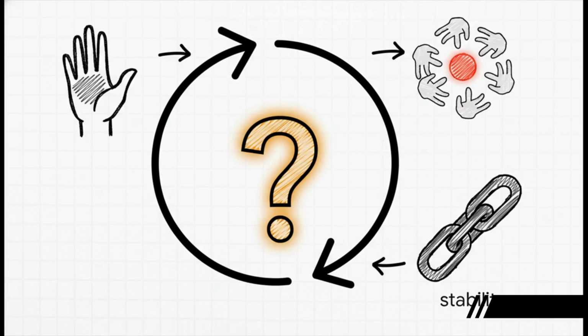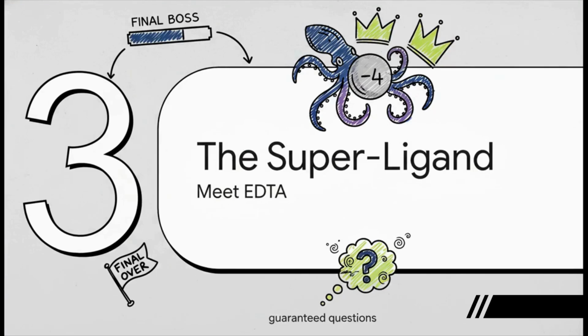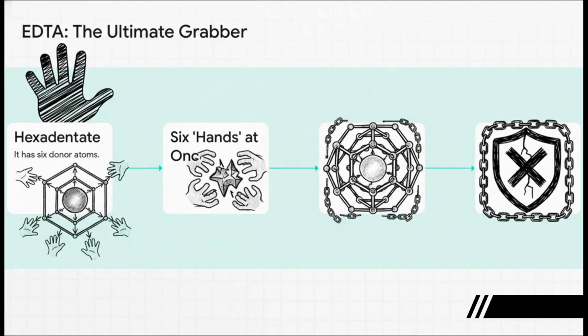It's time to go back to that super ligand I mentioned at the very beginning, the one that every single CUET student has got to know inside and out. Let's unlock the final boss of ligands, the ultimate chelating agent, EDTA. More specifically, its ion form, EDTA 4-. This thing is pretty much a guaranteed source of questions. So what makes EDTA so special?